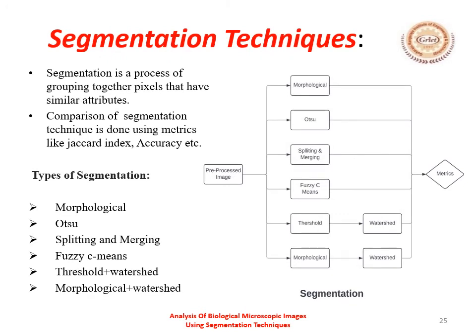The third step is segmentation. Segmentation is the process of grouping pixels of similar attributes and getting information from it. These are the types of segmentation: morphological, Otsu, splitting and merging, fuzzy C-means, threshold followed by watershed, and morphological followed by watershed.